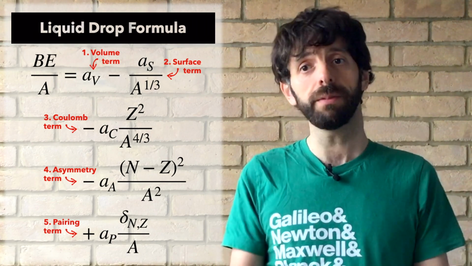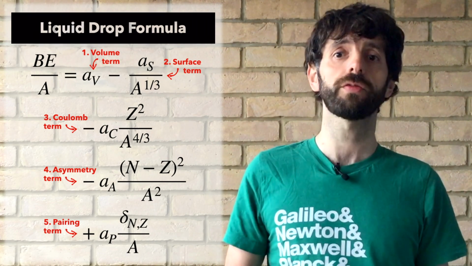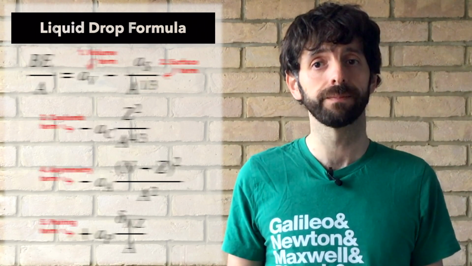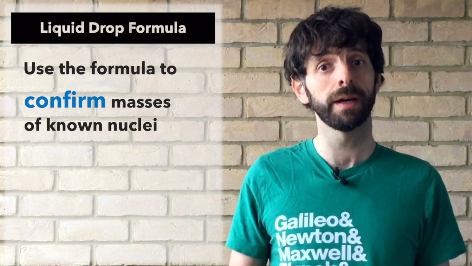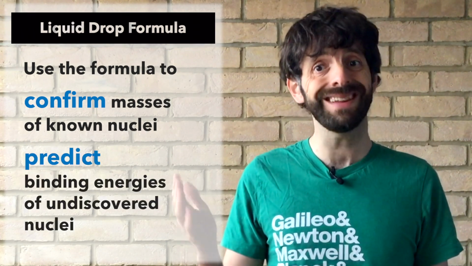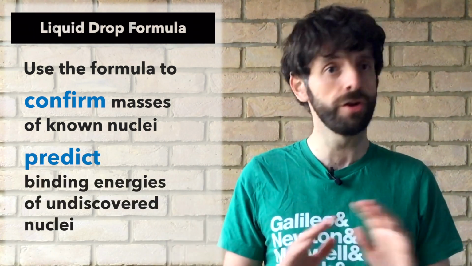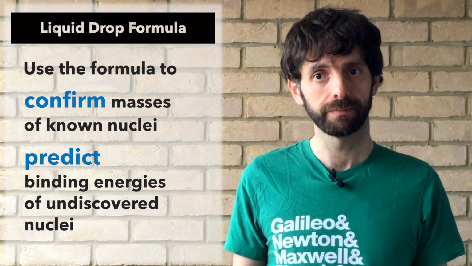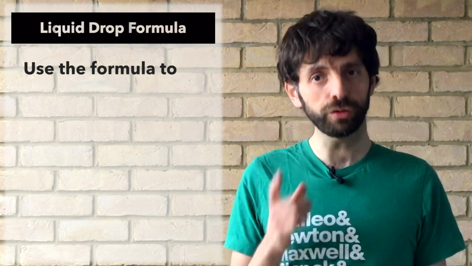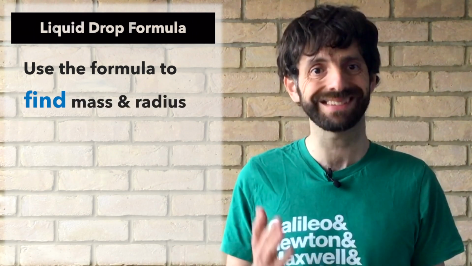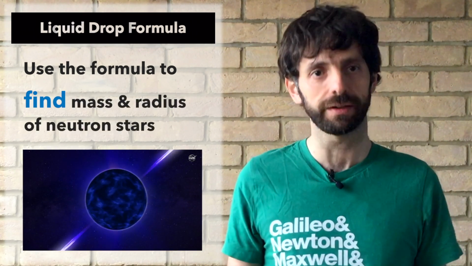The next few activities are designed for you to work with this formula and understand it a bit better. The formula allows us to confirm the masses of known nuclei and also to predict the binding energies of nuclei that we have not yet discovered. In one of the spreadsheet activities that you will do later on, you will also use the formula to find the mass and radius of neutron stars.